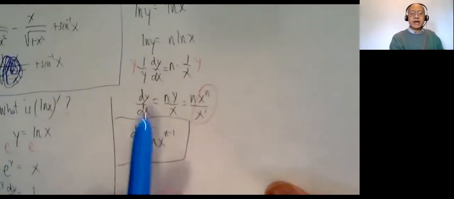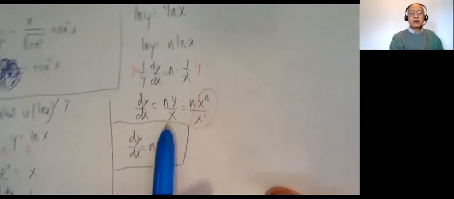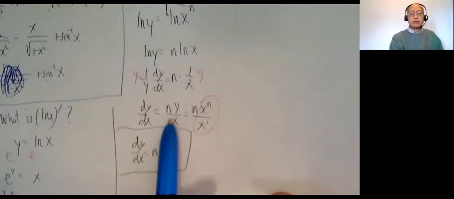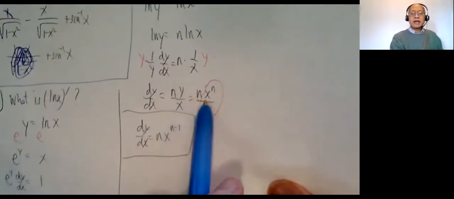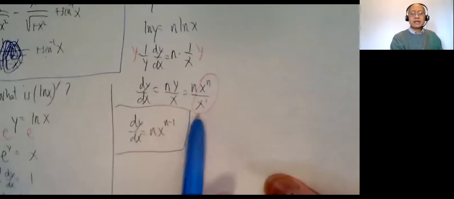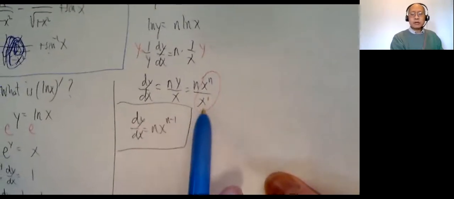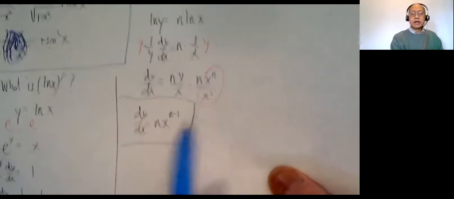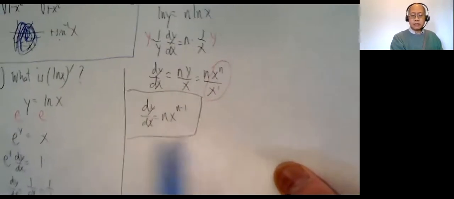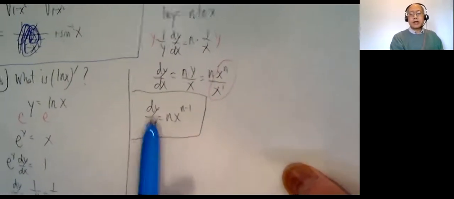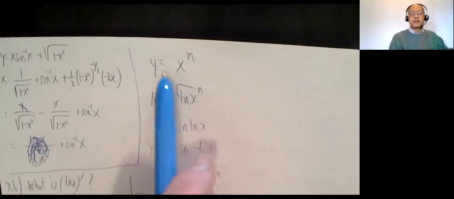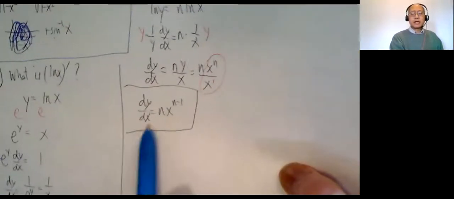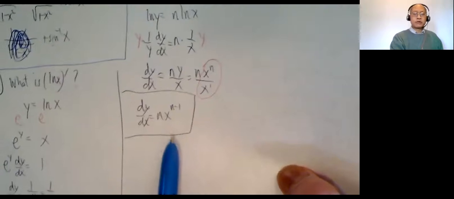So dy/dx is n y over x. But what was y? y was x to the n. So n x to the n divided by x. x is like x to the 1. And x to the n divided by x to the 1 is n x to the n minus 1. So there we go. So this proves that the derivative of x to the n is n x to the n minus 1.